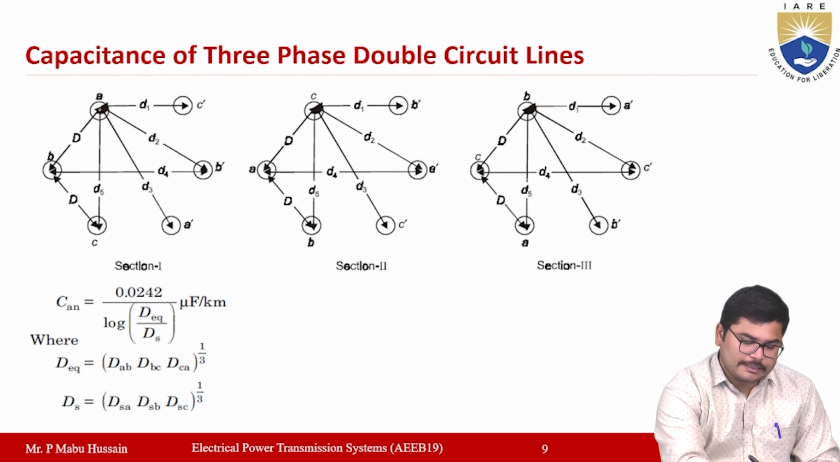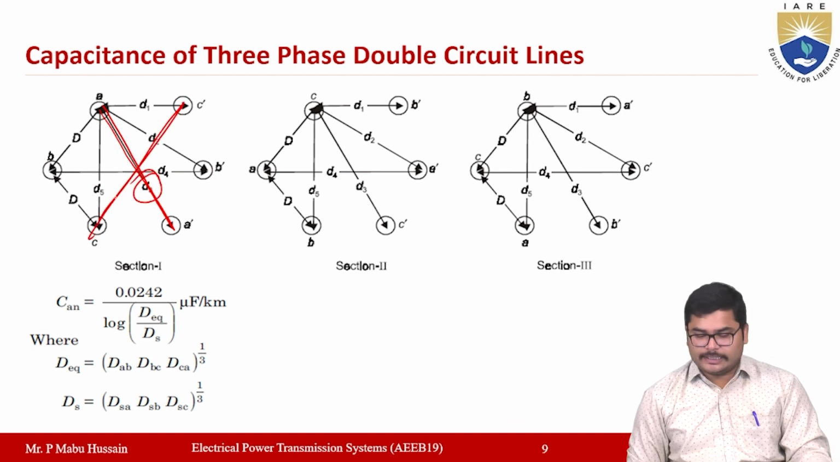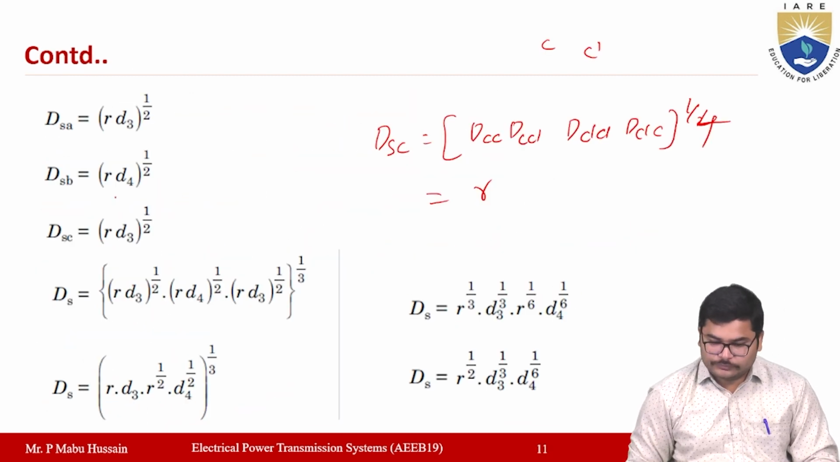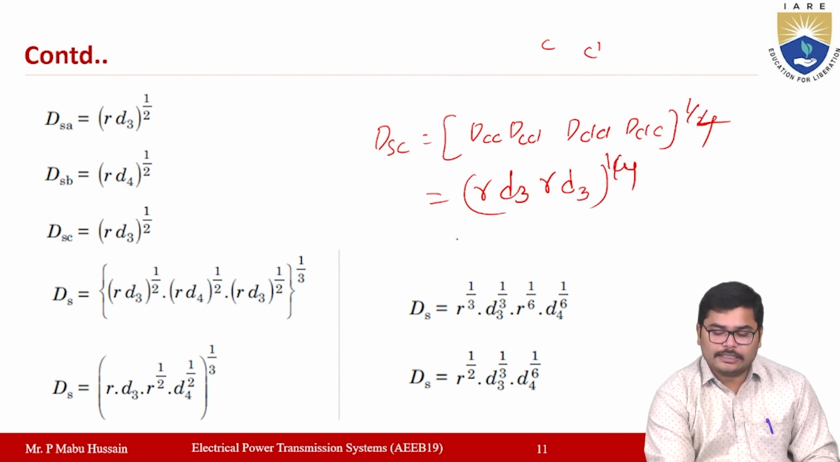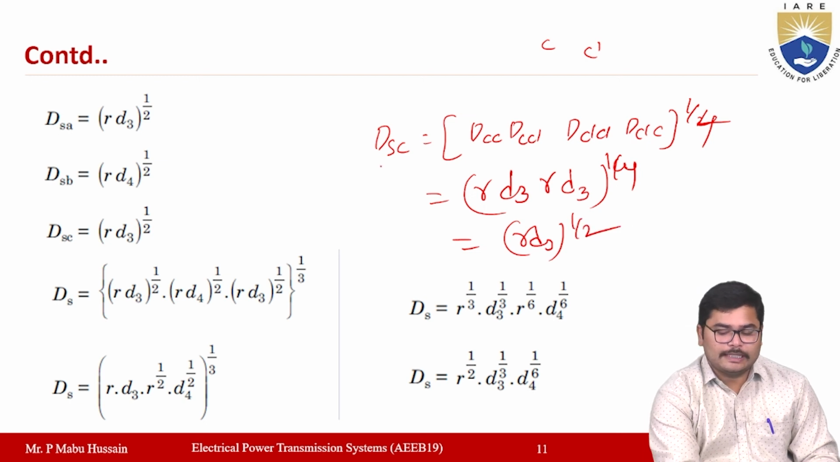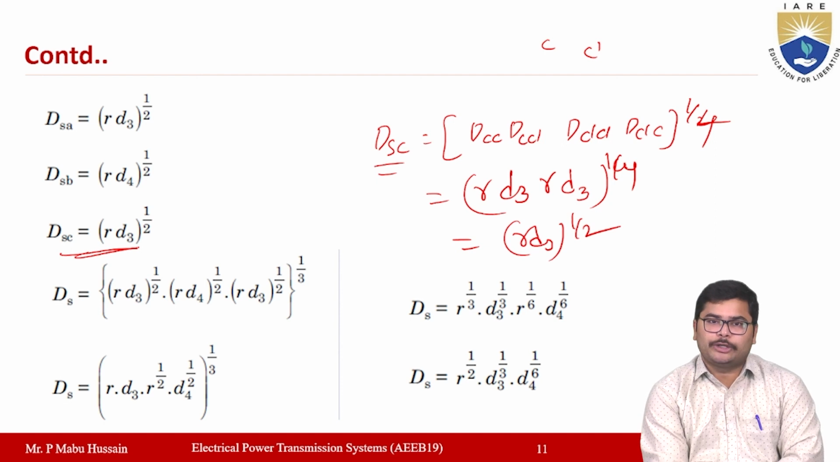So D3 is this distance A to A dash, and A to A dash this distance, and C to C dash distance both will be same, which is equal to D3. Okay, so this is D3, and C to C dash R, C dash C. This is again also D3 whole to the power of 1 by 4. Okay, this can be written as R D3 whole to the power of 1 by 2. So DSC you got equal to R into D3 whole to the power of 1 by 2.